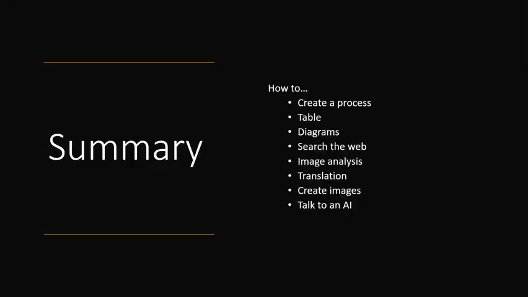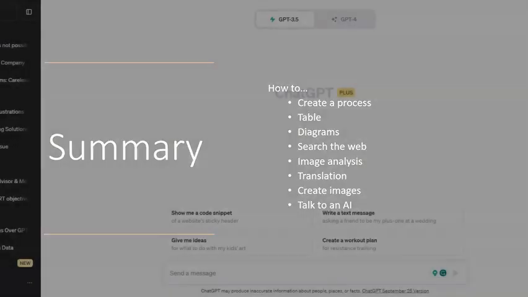So I'm going to jump in with the value and show you how to do things. I'm going to show you how to create a process, table diagrams, how to search the internet. Although I'm sure you've done a lot of that yourself over the time, but with an AI at your side, how to analyze images, how to do language translation, create some images, and even talk to an AI. So let's jump in, see where we go.